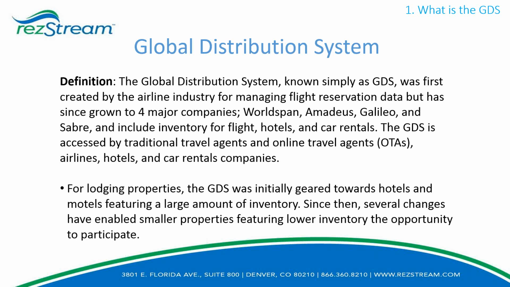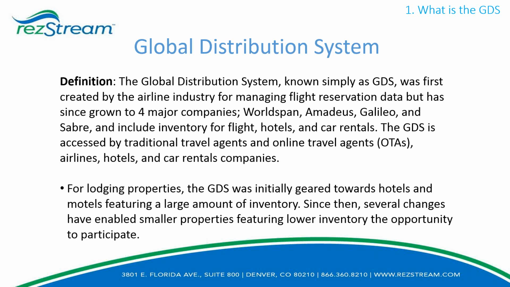And this bullet point down at the bottom here, for lodging properties, the GDS and these travel websites, travel agents, it was really initially geared around those hotel and motel properties that had a lot of room inventory, and typically those that had some lower pricing for that.